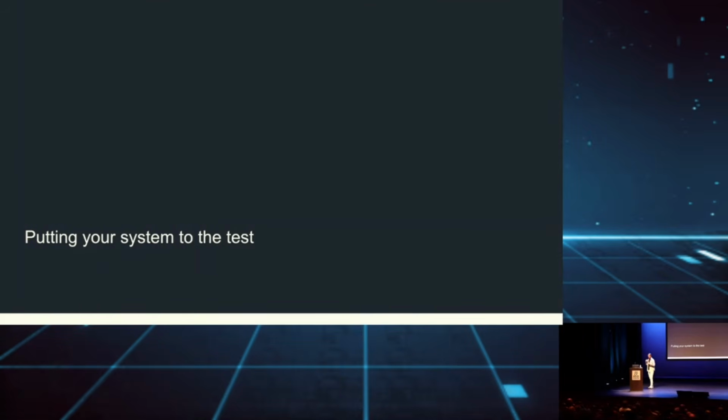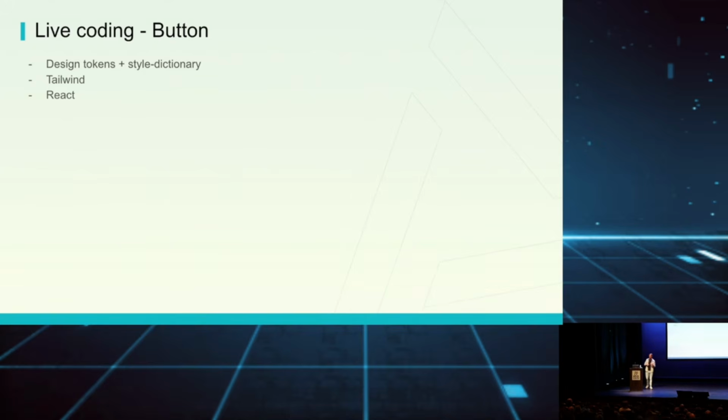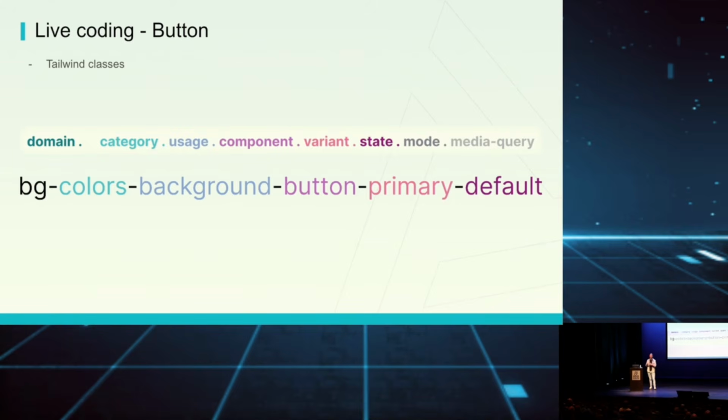And now I would like to put the whole system a little bit to the test with a little bit of live coding. For the demo, I'm actually using design tokens combined with Style Dictionary and a Tailwind setup with React. Maybe some of you don't like Tailwind, but it helps me get structure for this example on what token I should use. I'm following this principle again. So I'm using, for example, the background syntax for Tailwind, followed by the colors, background, button, primary, and default.